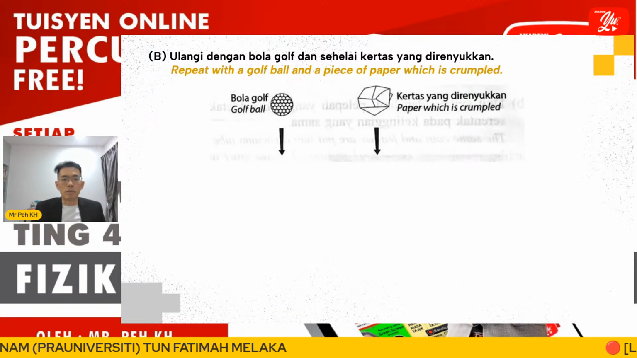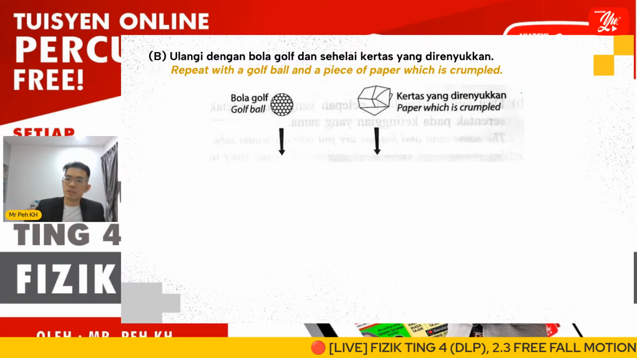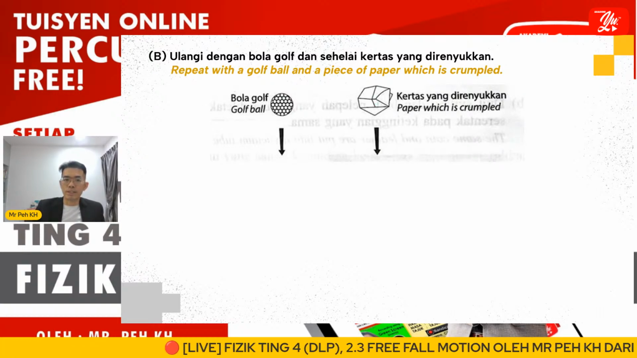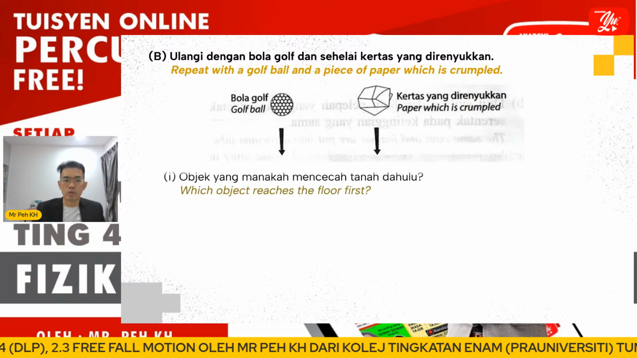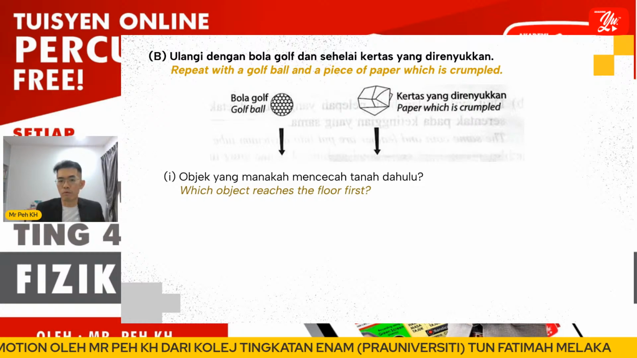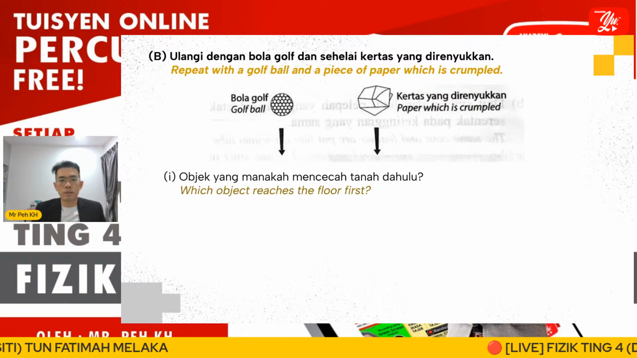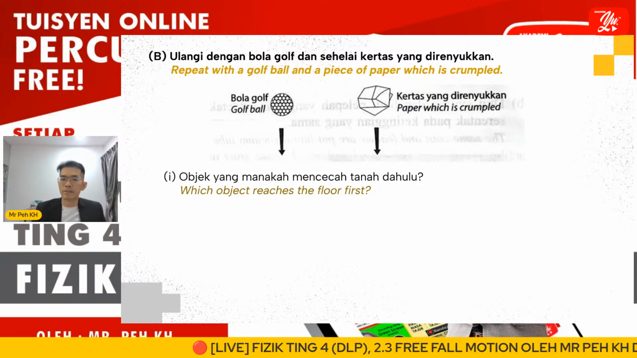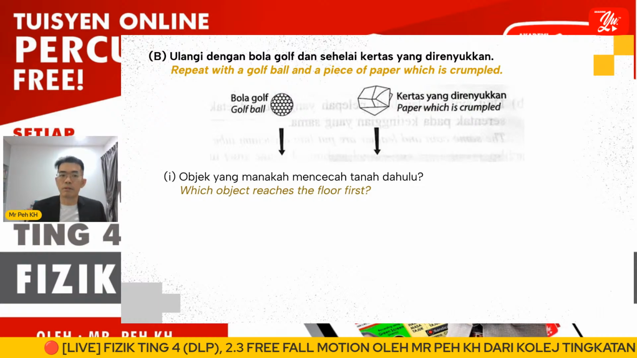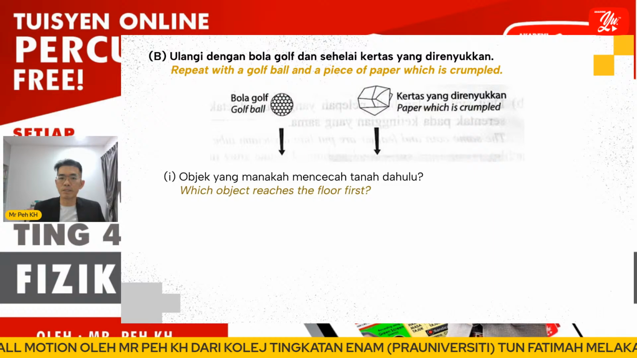Okay, so the experiment is repeated with the same golf ball and paper, but the paper is now scrunched up so the size is almost the same as the golf ball. So again, the question might ask you, which object reaches the floor first? Just now we went through it already. The air resistance acting on an object is affected by surface area together with velocity. But here we discuss the surface area. So both have almost the same surface area.